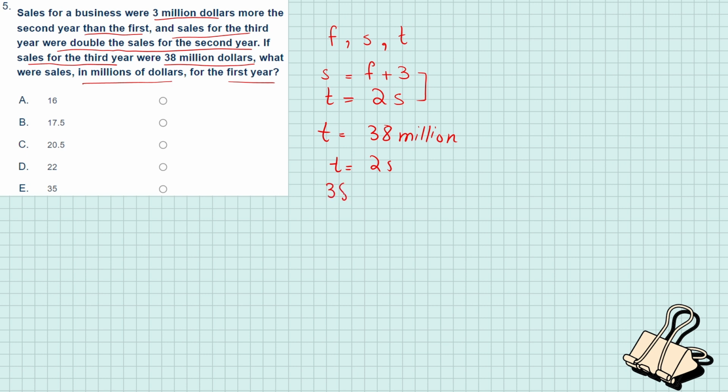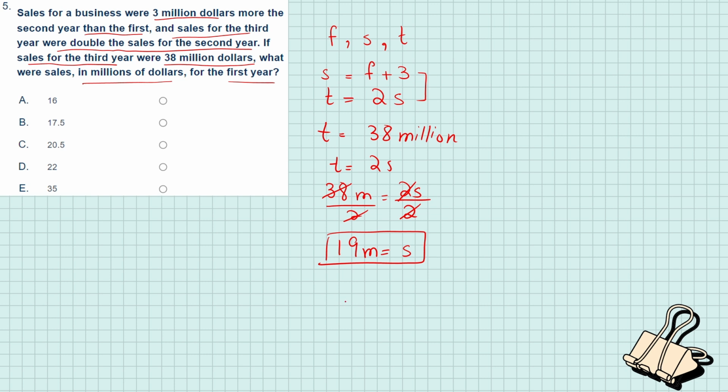So I can write 38 million here, and we can divide both sides by 2. This 2 will be cancelled by this 2, and 38 divided by 2 will be 19 million. So S equals 19 million, right? If you double the second year sales, you will get your $38 million third year sales, right?